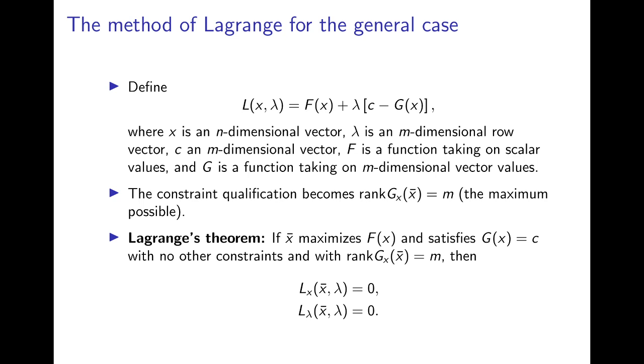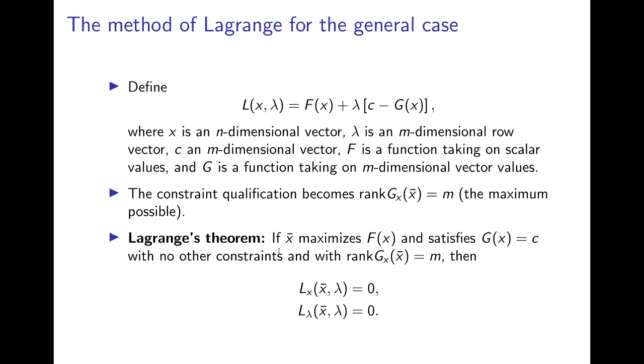The constraint qualification can now be written as the rank of the matrix G sub x, and this rank has to be m, which is the maximum possible. So that's the constraint qualification that should not fail. So at least for m different choice variables, the constraint must be binding.